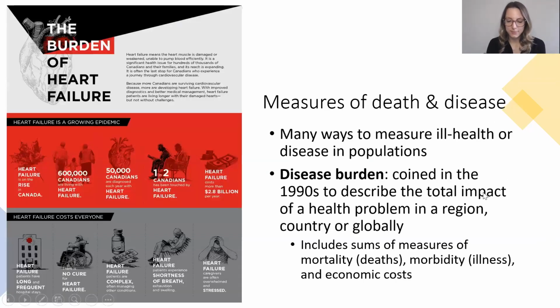So this brings us to measures of ill health or disease. There are plenty of ways to tell if a population is healthy, but there are also some ways that we rely on to tell if a population has diseases or death as well, mortality. This is something called the disease burden, and it's a type of study or methodology that was coined in the 1990s, and it describes the total impact of some health problem in a region or a country or even on a global scale.